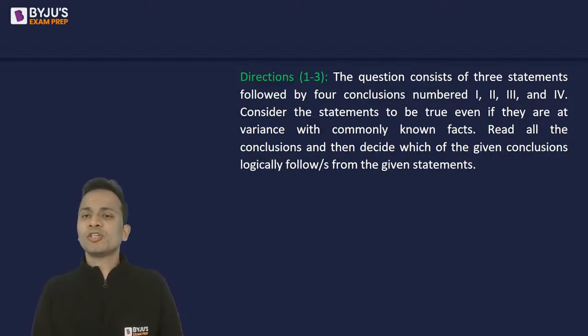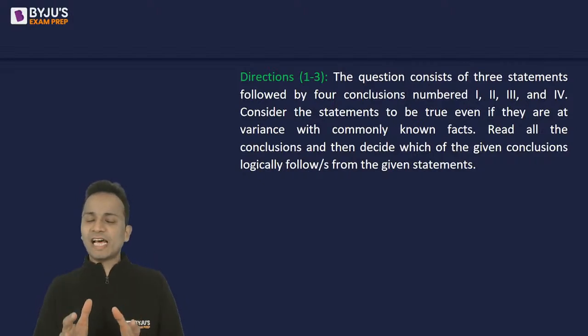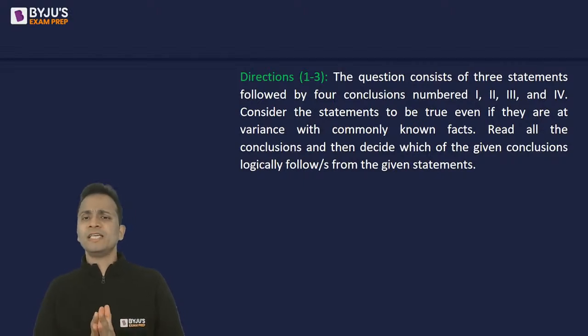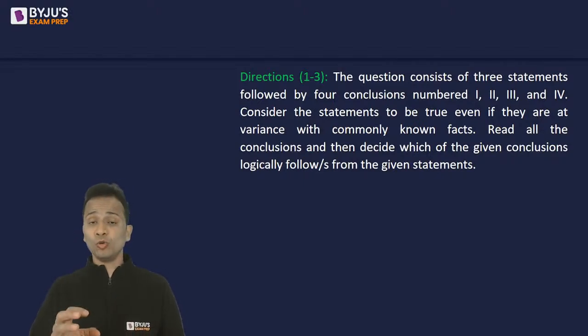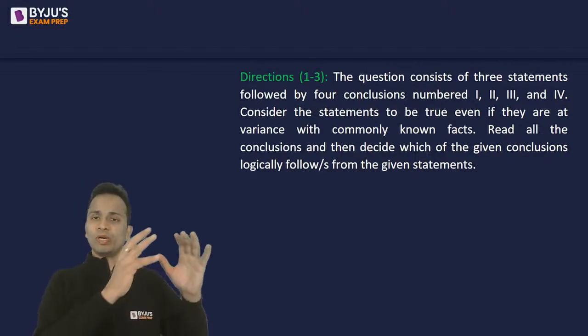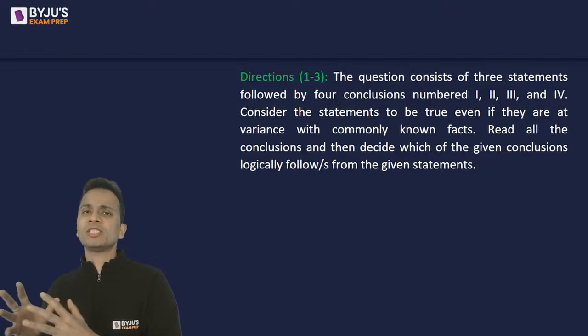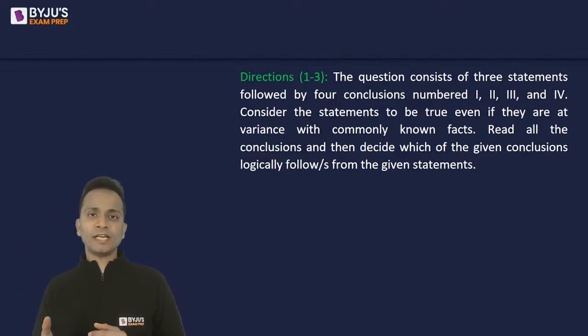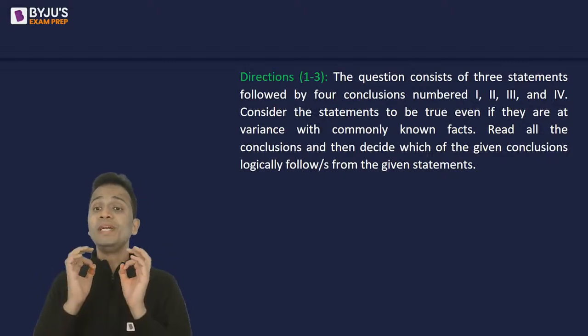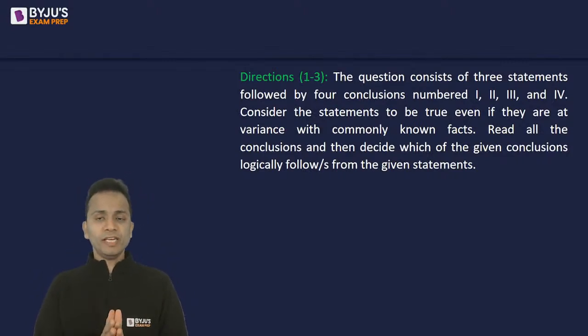The questions consist of three statements followed by conclusions. In some cases, there may be three conclusions; in some cases, there may be four conclusions. Consider the statements to be true, even if they are at variance with commonly known facts. This is a very common set of directions which will be given to you in the questions of syllogisms. Now read all the conclusions and then decide which of the given conclusions logically follows from the given statements. So whatever statements are given, we'll have to assume that all the statements are true, and on the basis of that, we'll have to find out which conclusion will definitely follow from the given statements.